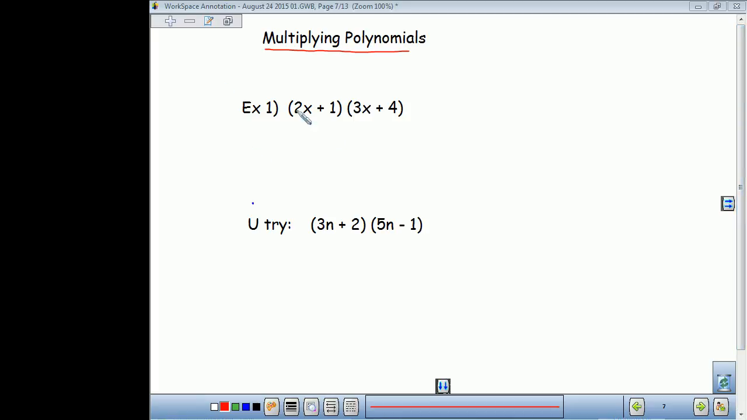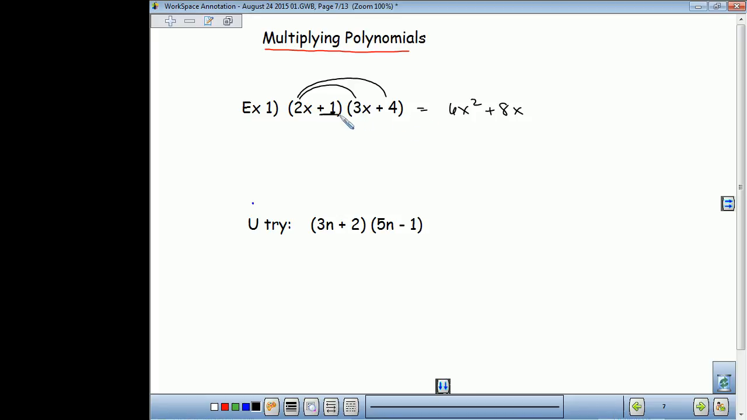So on the first one, you notice we have a binomial that we're distributing through a binomial. We just take one term at a time. We're going to look at the 2x. We're going to distribute it through. So what is 2x times 3x? 6x squared. And 2x times positive 4. Positive 8x.